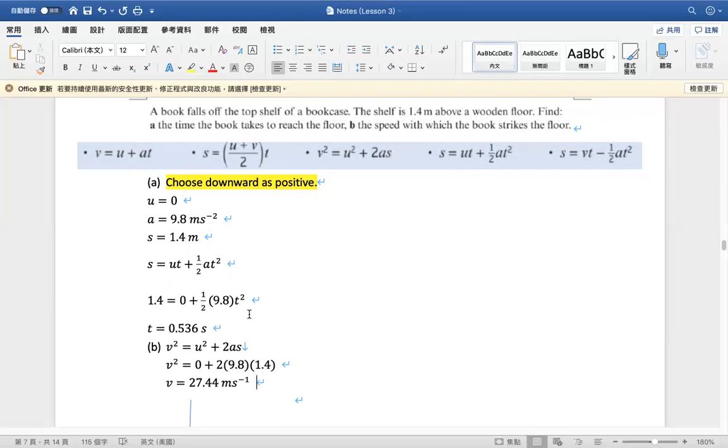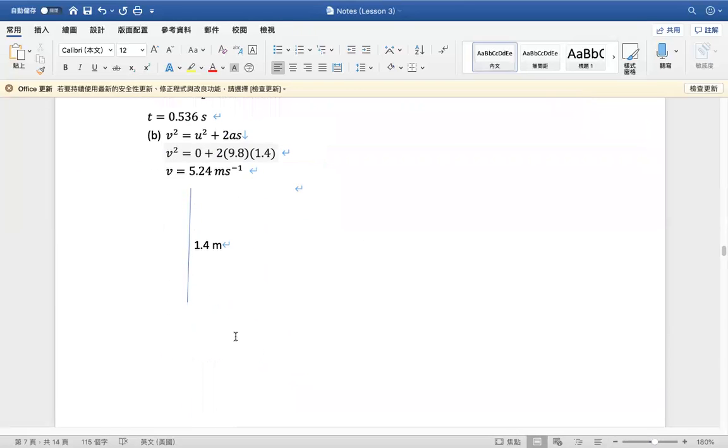Okay, and then anything you want to add? No. Okay. So you said v is 27.44. Don't you mean v squared? I think I forgot to take a square root, right? Yeah. So 5.24. Okay. All right. So that's part B.